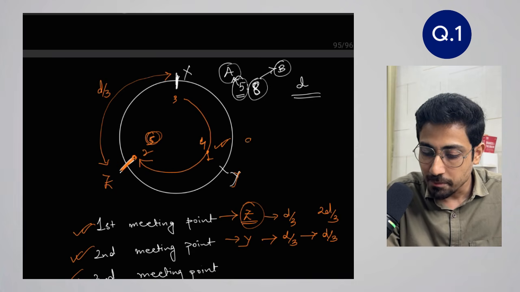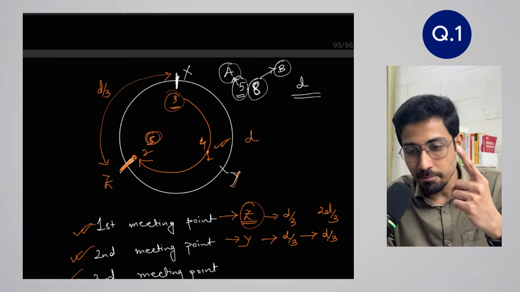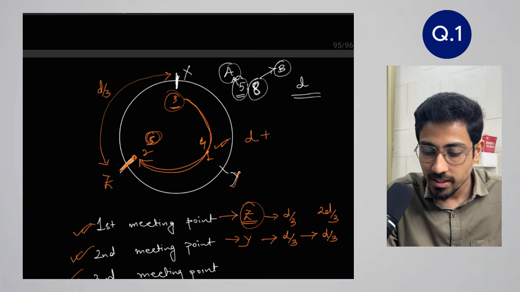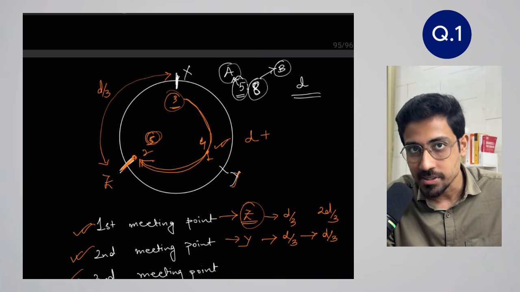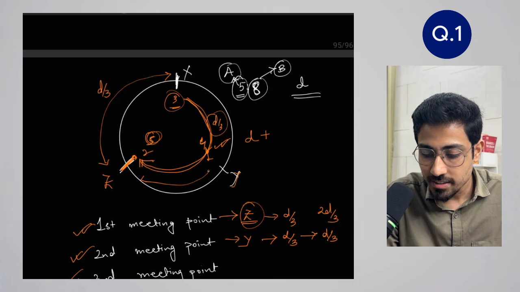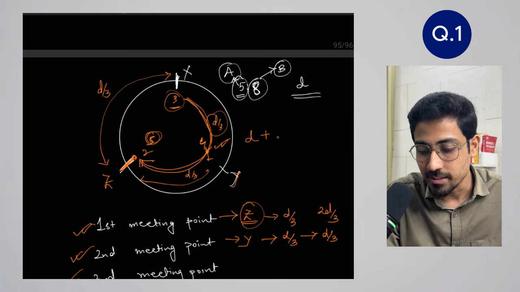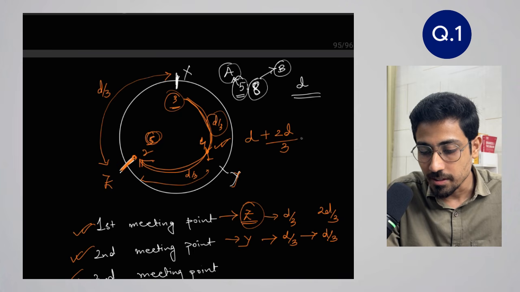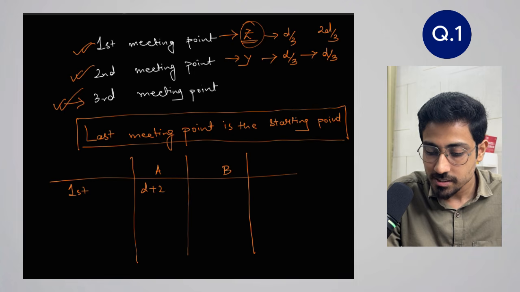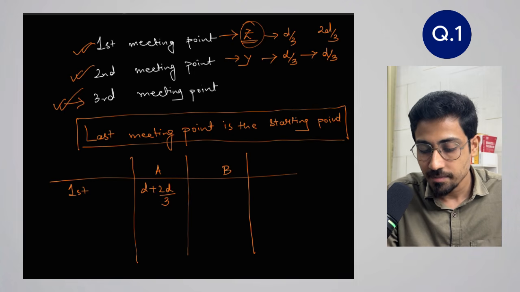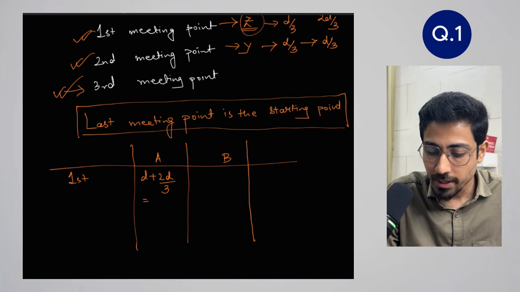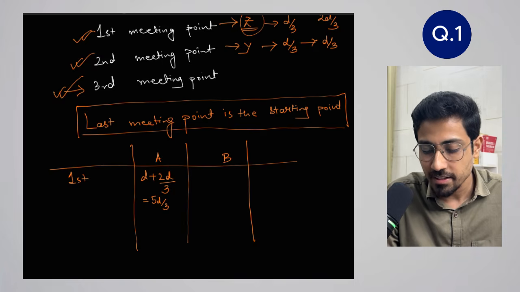So one full lap it covered, till the third point, one full lap, D. After that, it covered distance till point Z, from X to Z. From X to Y, it is D by 3. From Y to Z, it is another D by 3. So 2D by 3. So D plus 2D by 3 is the distance covered by A for the first meeting point. That's the first one. I can also simplify and write it as 5D by 3.